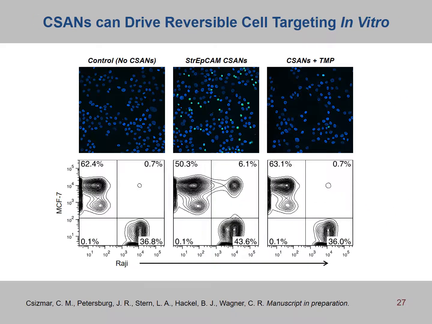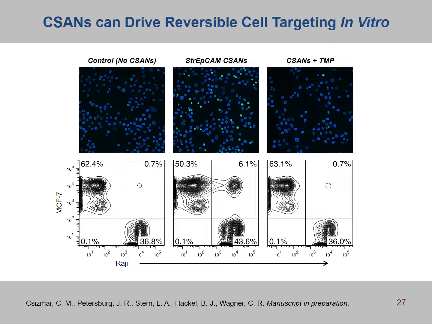Finally, we can use this platform to direct and reverse cellular interactions. For the fluorescence microscopy experiment shown in the top row, CFSE-labeled Raji cells were modified with the biotin lipids and functionalized with the EpCAM-targeted C-SANs. They were able to associate with a monolayer of adherent MCF7 cells even after extensive washing. That interaction was then readily reversed with trimethoprim.